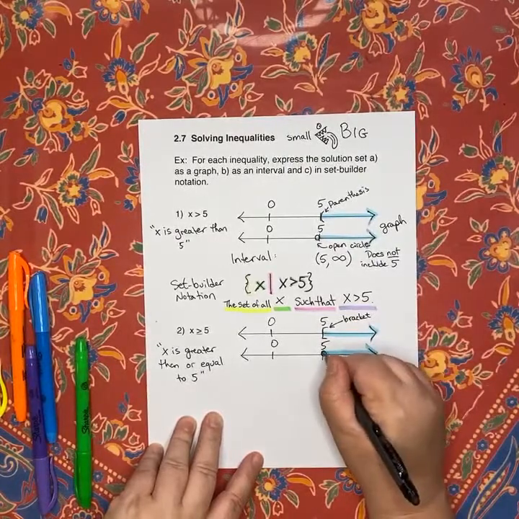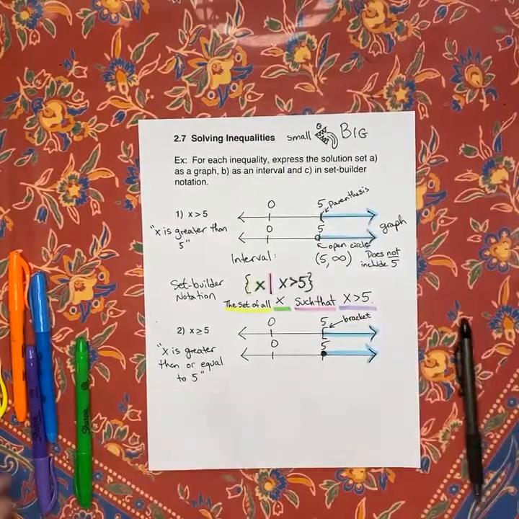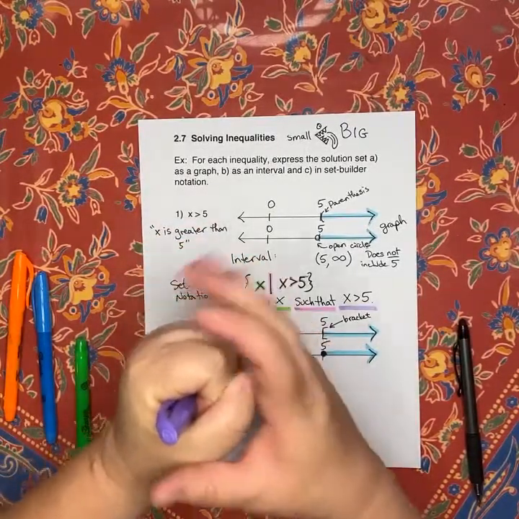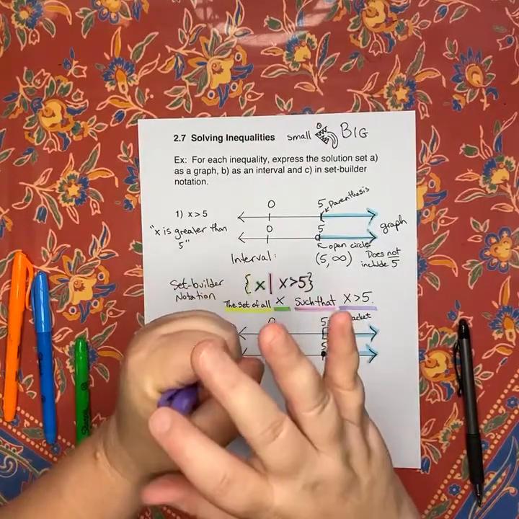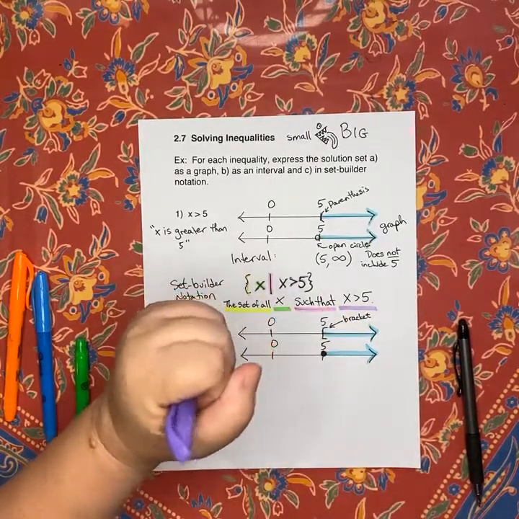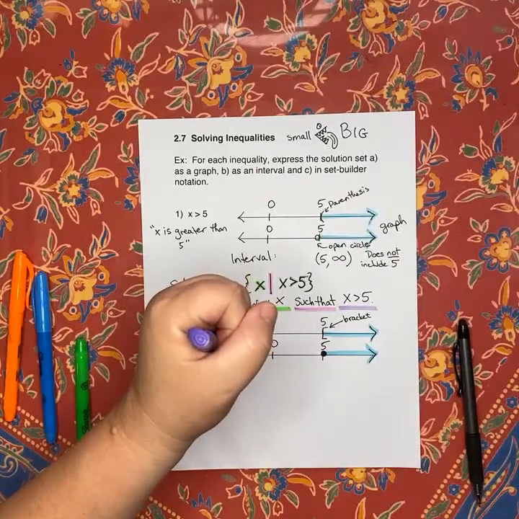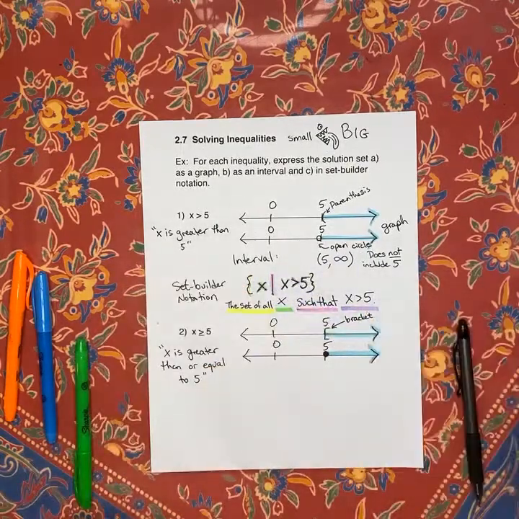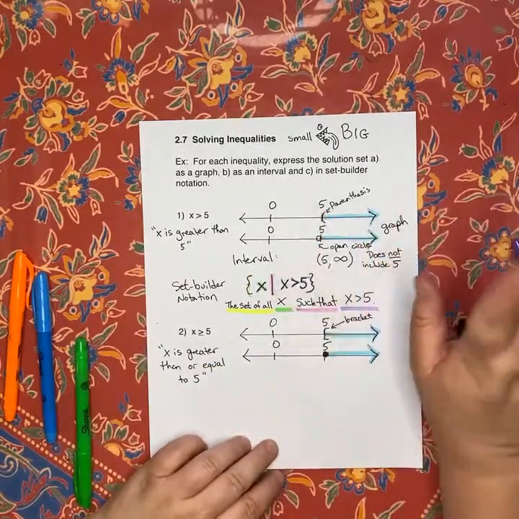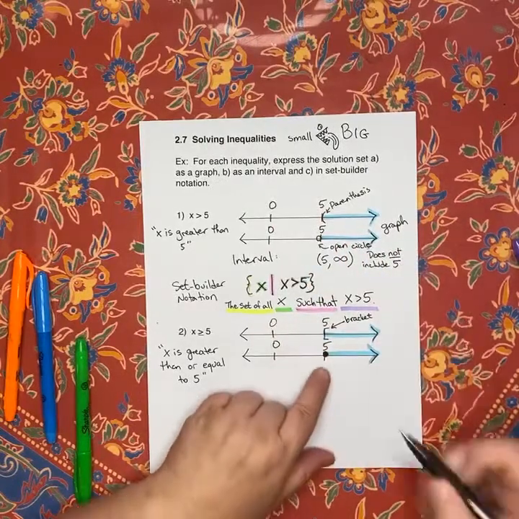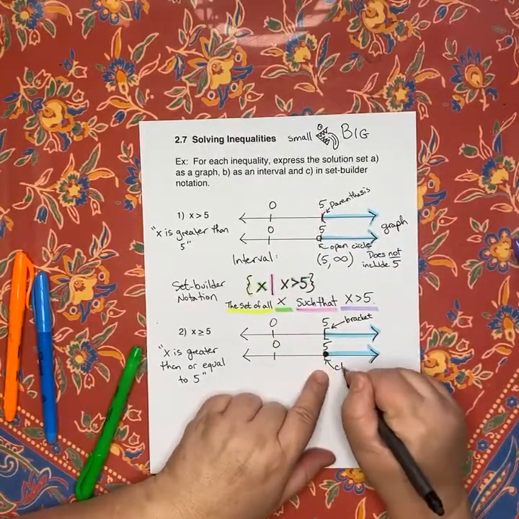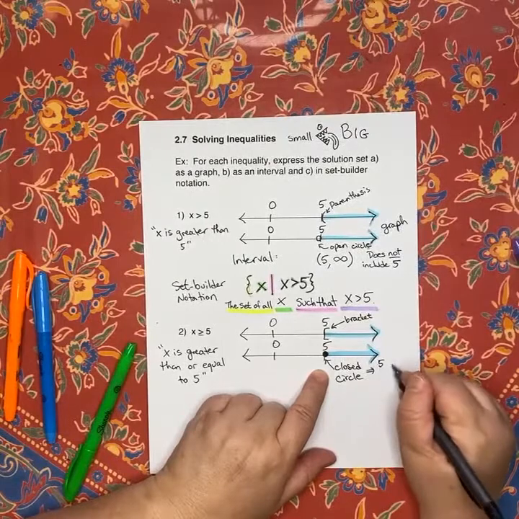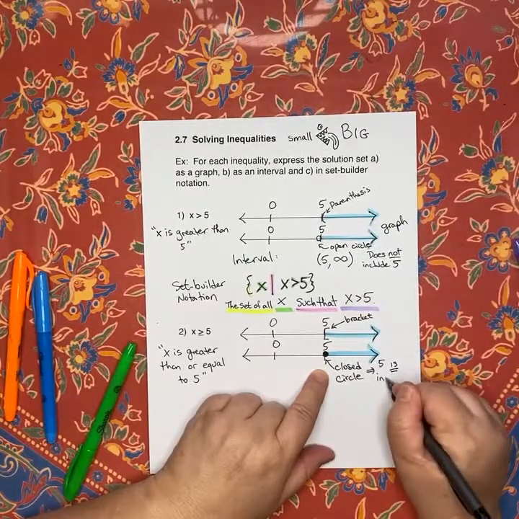Or a closed circle. Now, hopefully you've seen someone do this, but just in case you haven't, if I'm holding a pen and I keep my fist closed, the pen stays in. So the point stays in a closed circle. Let me get it straight. Oh, doing this with the mirror is hard. Okay, if I open my hand, the pen falls out. So an open circle means the point falls out. 5 is not included. Here, this is called a closed circle, which means 5 is included.